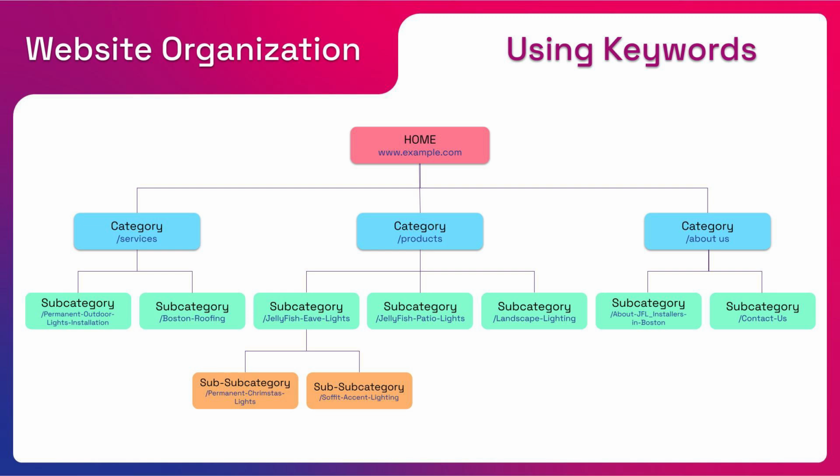So we have products. Maybe you're doing the eave lights, patio lights, and landscaping lighting. And then under eave lights, you can have other subcategories. We're focused on permanent Christmas lights or soffit accent lighting. And so that's trying to use the keywords, obviously, in the page names, which again is signaling clearly to users and to robots what the page is about.